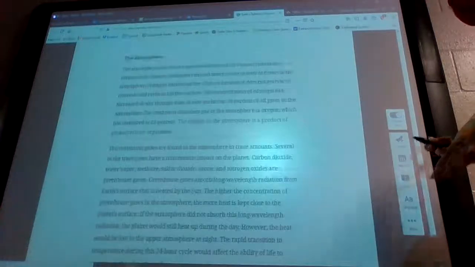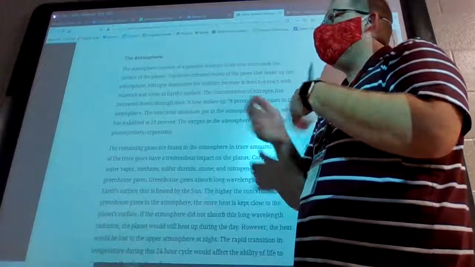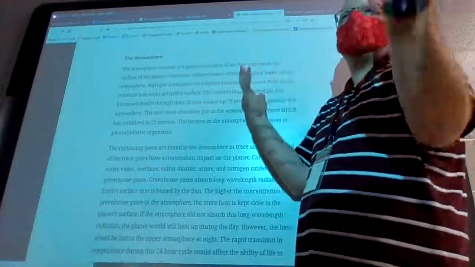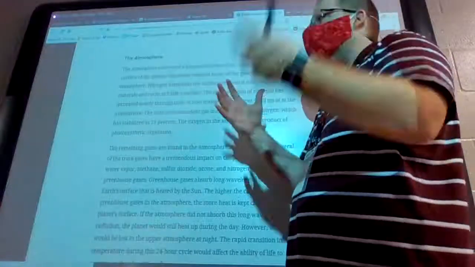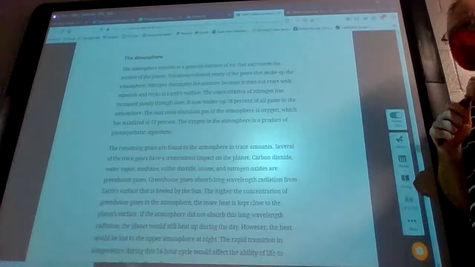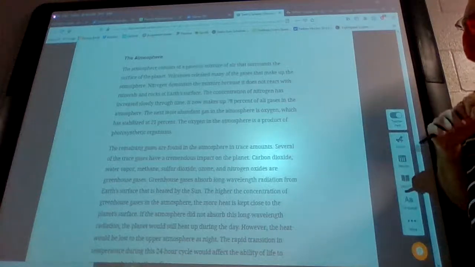Then we get into atmosphere. Atmosphere is going to hold actually quite a bit of water, but they're talking about it just as the atmosphere itself, so your weather-producing sphere of air that we have. What's the most common element in the atmosphere? Nitrogen. And nitrogen is actually really important.